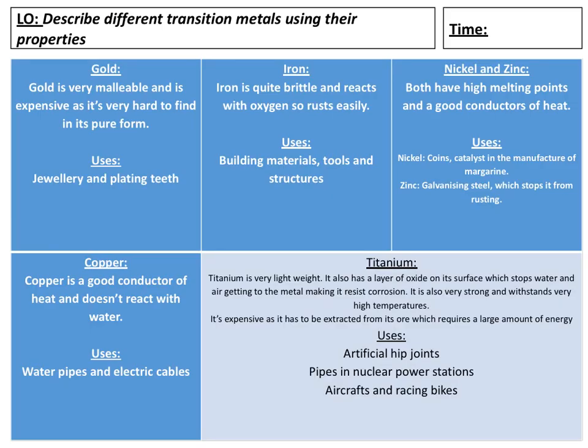Right, here's a slide that shows lots of information about some different metals. The gold for jewellery is up there. So gold is very malleable, it's expensive, it's very hard to find in its pure form. The fact that it's malleable helps us to shape it into intricate shapes in jewellery.